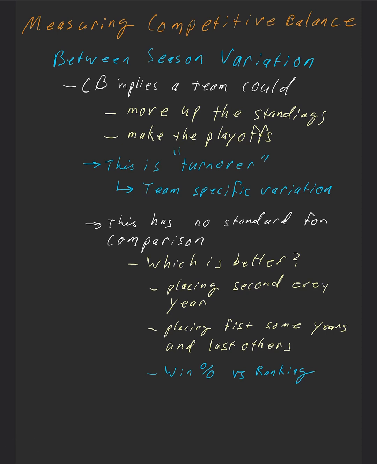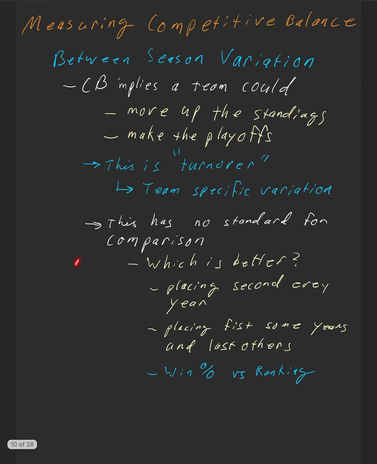Now, let's turn our attention to between season variation. In this case, competitive balance implies a team could move up in the standings year to year, or they could make the playoffs year to year, right? So there are the changes between seasons. It's not that at any moment in a season we could make the playoffs; eventually you're going to be eliminated from playoff contention if you don't make the playoffs. This is what we call turnover or team-specific variation. Year to year, how do your odds of being a successful team by moving up in the standings, making the playoffs, or winning a title change?